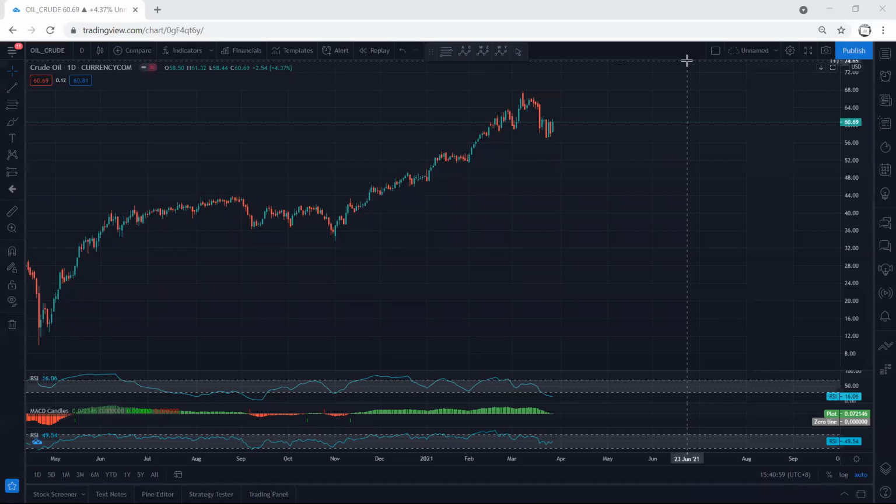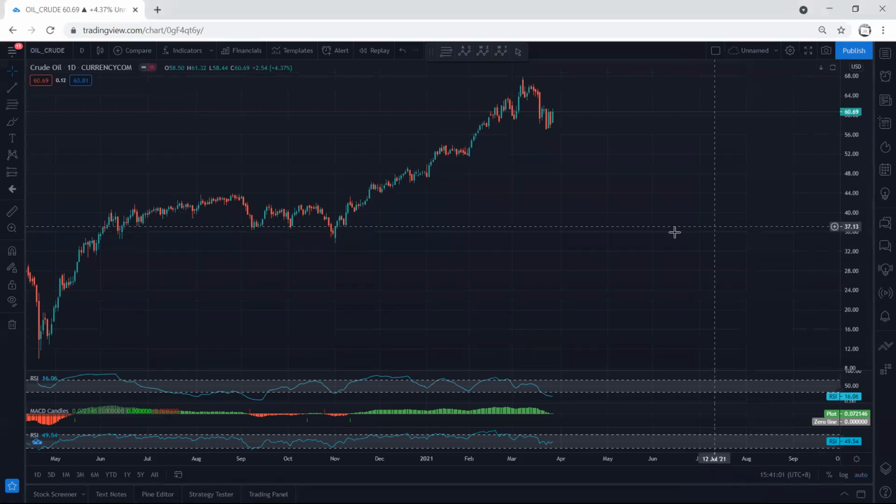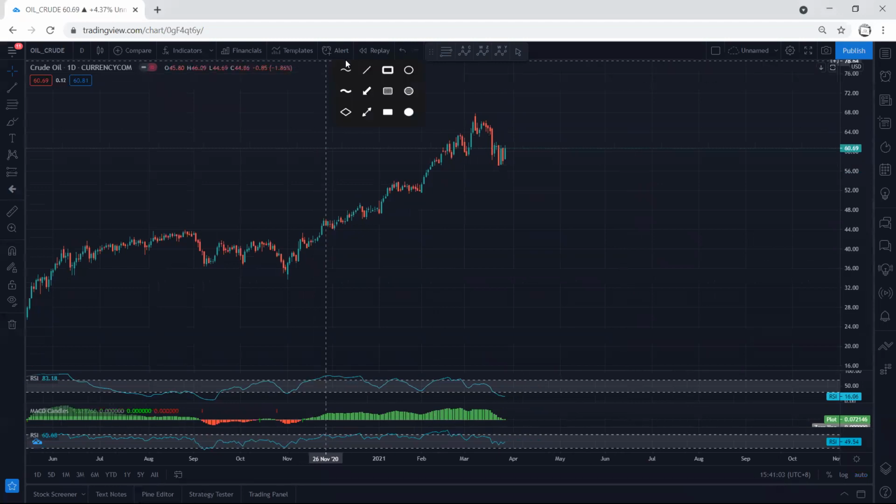Crude oil, we start with the daily chart. We want to analyze the chart for next week. As you can see, based on the daily chart, the price dropped. Now we're looking at this correction. We want to see whether we can look for continuation.